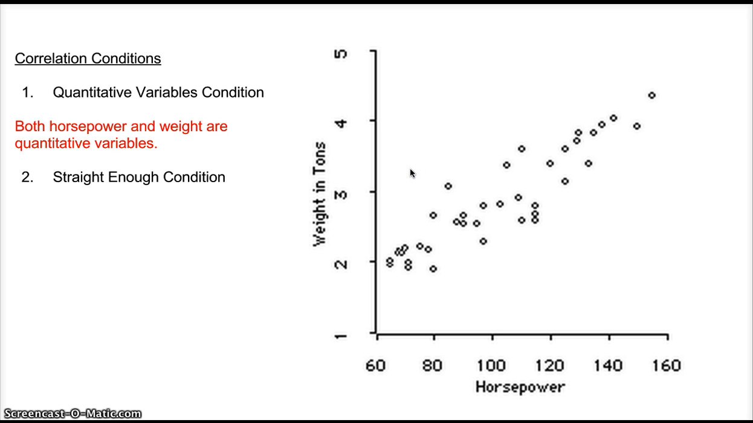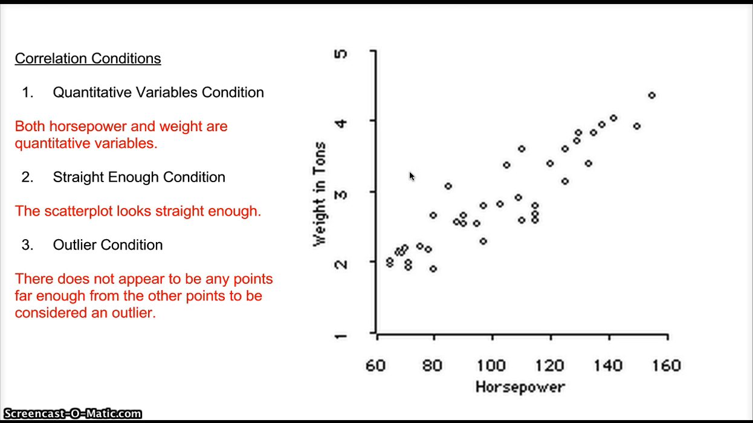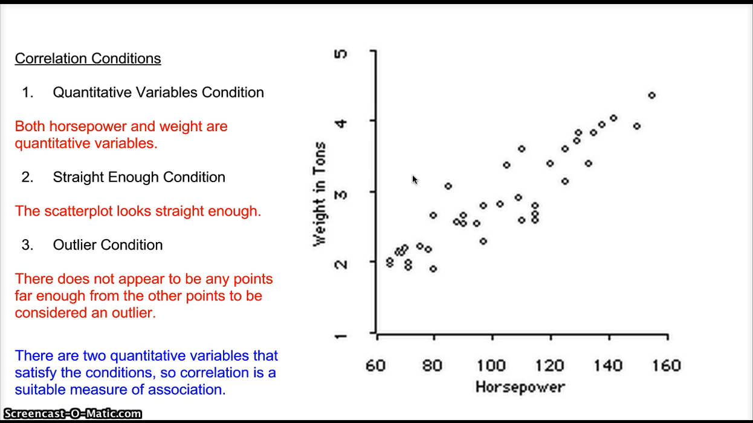The second condition is straight enough, and the scatter plot looks straight enough. You can say that just as a brief statement, but you do have to make a statement about the condition. And then the last one, the outlier condition: there does not appear to be any points far enough from the other points to be considered an outlier. So when you're checking these conditions, you have to actually write brief statements about each one to show that you've checked them. Then at the end, you're going to have to write a statement saying that the variables have met the conditions, so correlation is a suitable measure of association.